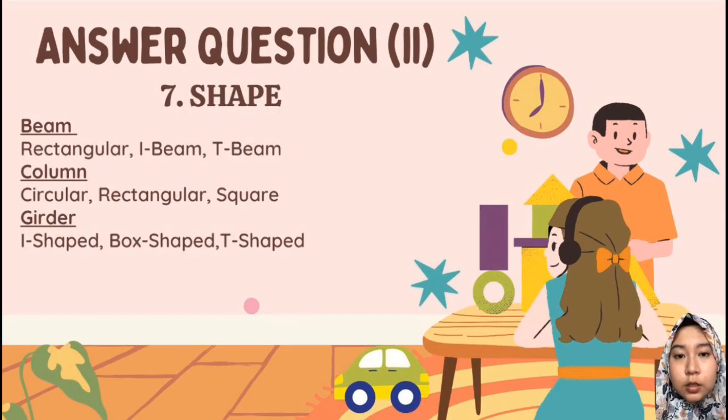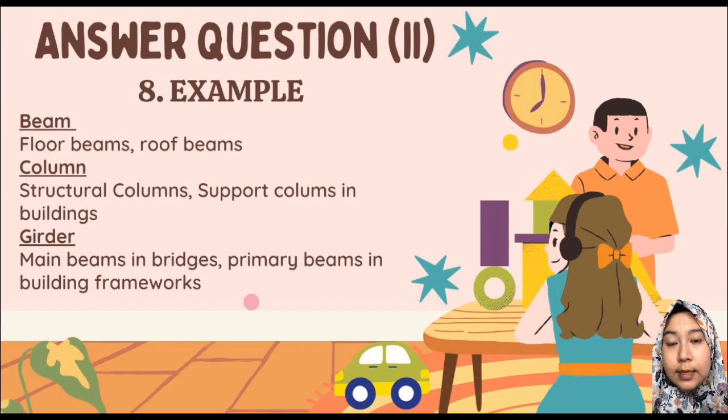Next is shape. Shape of beam is rectangular, I-beam, T-beam. Shape of column is circular, rectangular, and square. Shape of girder is I-shape, box shape, and T-shape. Last but not least is example. Example of beam is floor beam and roof beam. Example of column is structural column and support column in building. Example for girder is main beam in bridge, primary beam in building frame.